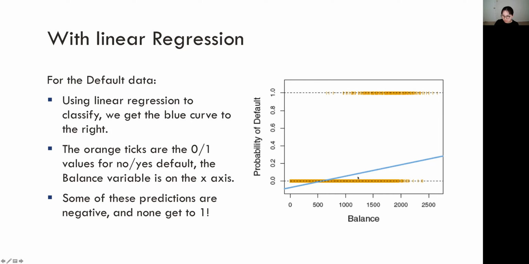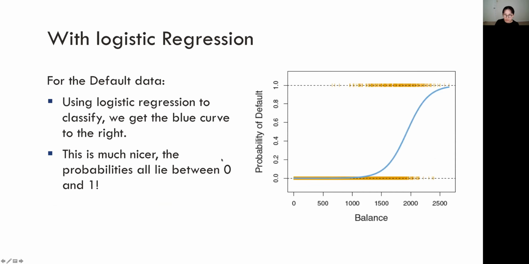If you look at this simple linear regression line, some of them are predicted being negative. Well, hard to interpret, right, in terms of probability. And comparing this with logistic regression: for the same data, if we do logistic regression to do the classification, we will get this blue curve here, right?